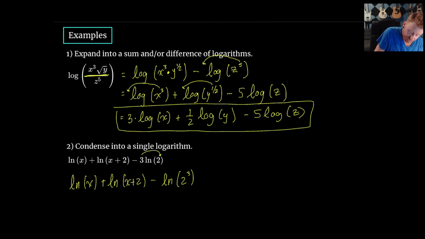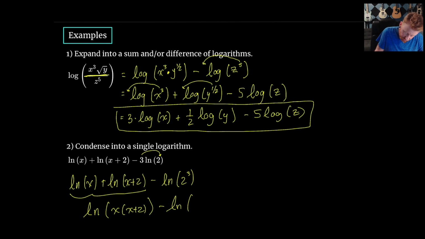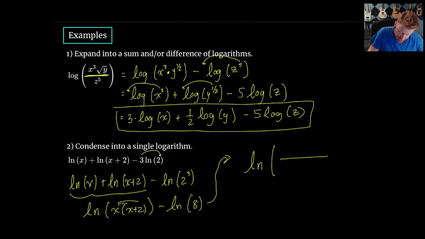So when we're putting these logs together, moral of the story is we need to do them in order from left to right. So I need to do this addition first, and then we'll deal with the subtraction after that. So this is going to get me the natural log of x times x plus 2 minus the natural log of 8. In my next step here, I can now turn this into a division problem. This is going to be the natural log, and I'm turning the subtraction into division now. I'll multiply the numerator out while I'm going, because why not? And we'll get x squared plus 2x all over 8, and there we go.